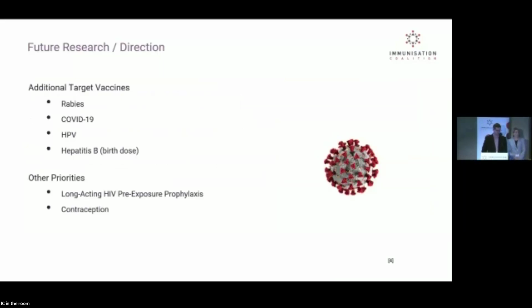So PATH, which is an organisation you might have heard about in terms of vaccination and microarray patch research. Some of the target vaccines, in addition to what we've discussed, include rabies post-exposure prophylaxis, COVID-19, human papillomavirus, and the birth dose for hepatitis B. Some other priority areas are long-acting HIV PrEP or pre-exposure prophylaxis, and contraception.